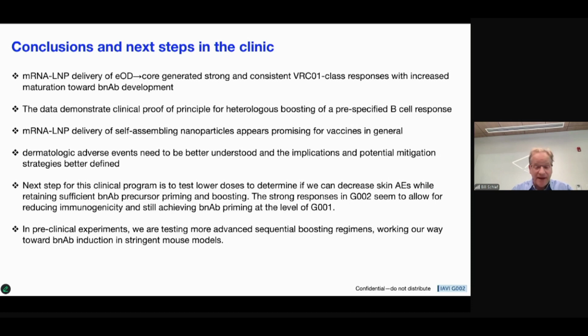And I don't think I'll have time to show you today. I was hoping I would, but in preclinical experiments, we are testing more advanced sequential boosting regimens going beyond just this core boost, working our way toward BNAB induction in stringent mouse models. And hopefully, a year from now or some months from now, we'll be able to report out on that.